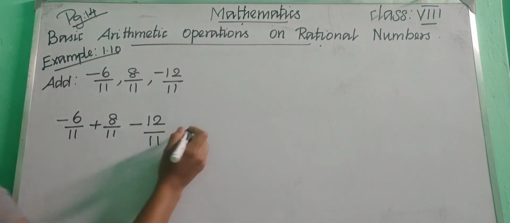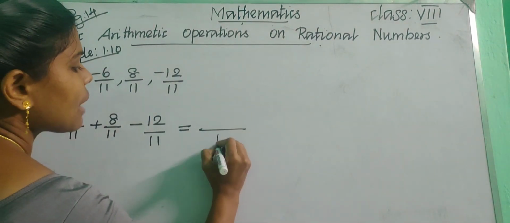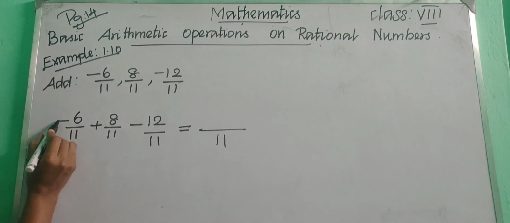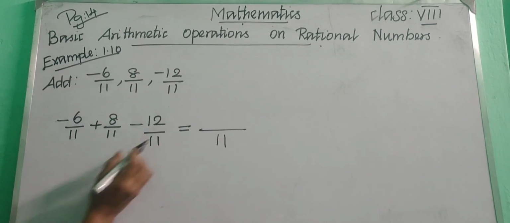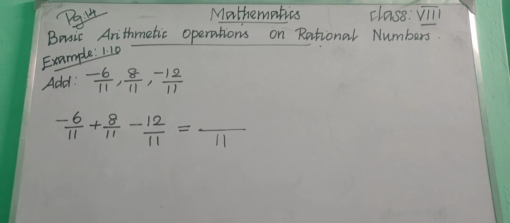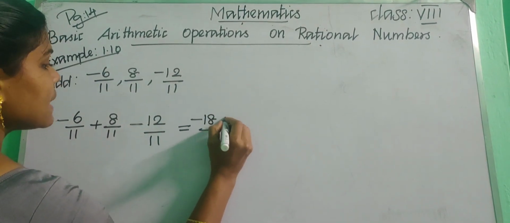Okay, children. So that what we need to do? We are having same denominators, right? So that we can put the same denominator. So what is the denominator? 11 is the denominator. Okay. So first of all, we can add the numbers with the same sign. Okay. See, we are having minus 6 here and here minus 12. Okay. So if it is same sign means what we need to do? We need to add and put the same sign, right? So 6 plus 12, 18, is it? So we can write minus 18 plus 8.